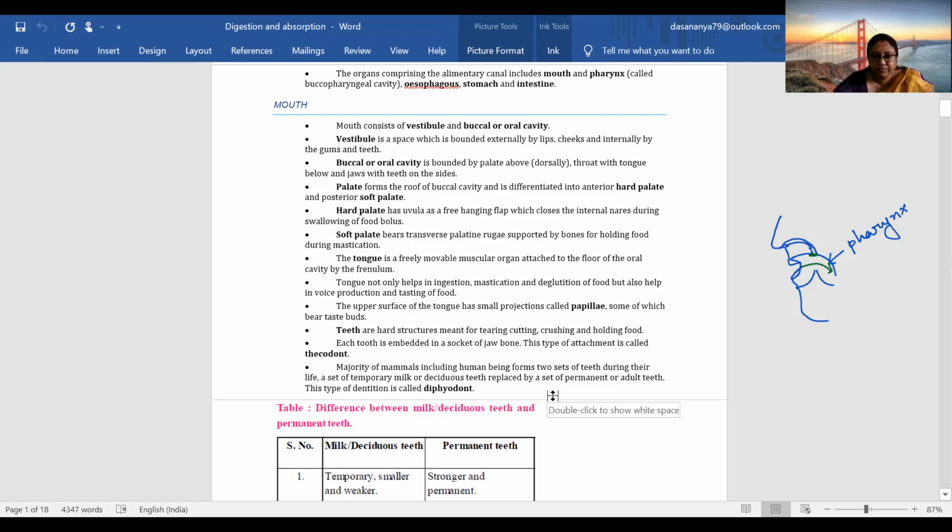Apart from that, we have teeth present in our buccal cavity. Teeth are actually the part which is responsible for cutting and crushing and holding food. We are known as thecodont. Why thecodont? Because our teeth are deeply embedded into the socket of the jawbone. That's why we are known as thecodont. हमारा जो दांत है वो जॉ बोन के अंदर अच्छे से गड़ा हुआ है. That's why you require a specialized doctor called a dentist to remove the teeth.